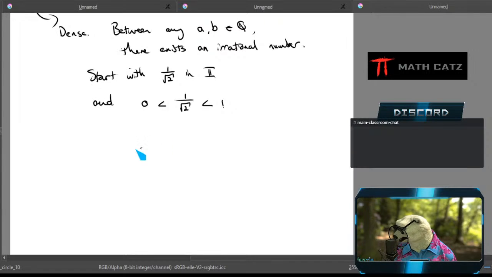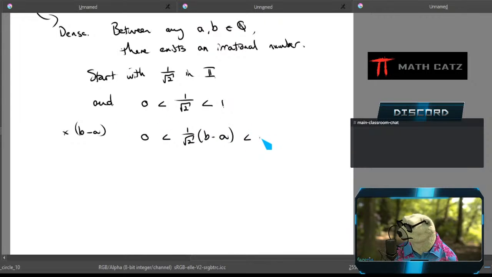So what I'm going to do is multiply the whole thing between a and b. Now, with inequalities, if you remember your high school stuff, I can multiply throughout as long as this is positive. It doesn't change the inequality sign. Now, 0 times anything is 0. Then I have this 1 over root 2 times b minus a. And 1 times anything is just that thing, b minus a.